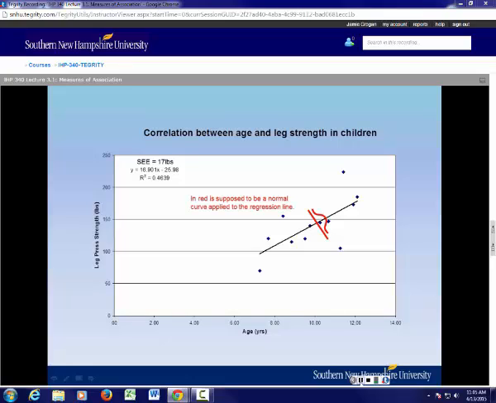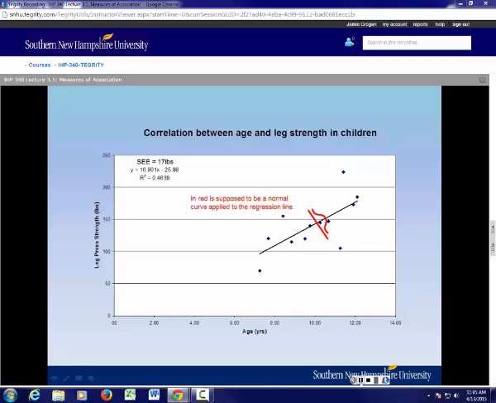Now, if we wanted to predict what a child's strength might be based on age alone, we could do that. We could take that y equals mx plus b and measure someone's age. Okay, so I have a 10-year-old child. I'll plug 10 into where x is sitting: 10 times 16.901 minus 25.98. Hit your equals button, and you will get a prediction of what that y will be.